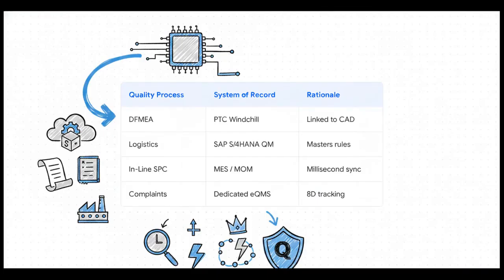Take a look at how this aligns into an actionable strategy. Think of this mapping as your ultimate cheat sheet. It proves to the enterprise that distributing these precise capabilities is literally the only logical way forward. DFMEA stays in Windchill. Logistics and commercial lots, those stay in SAP. Inline statistical process control stays in the MES. And those cross-functional quality events, like an 8D customer complaint, are managed by a dedicated enterprise QMS that ties the whole thing together. You are ensuring that each process is managed by a platform that was natively built for it.